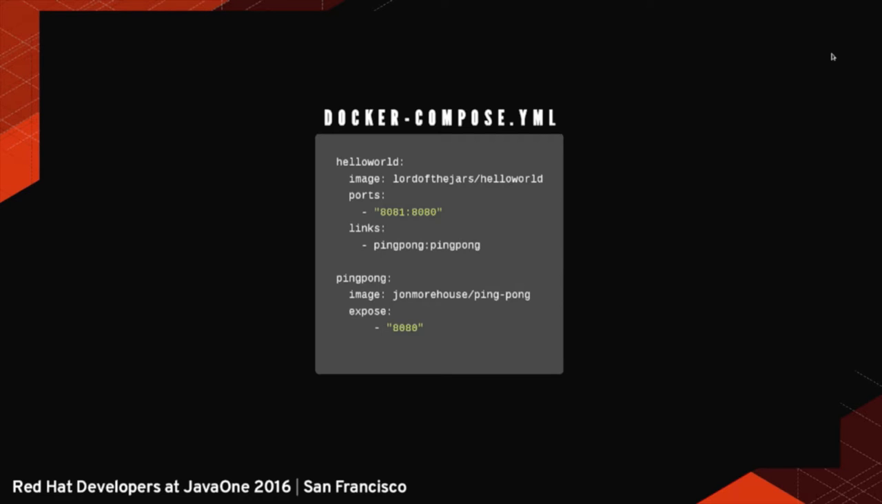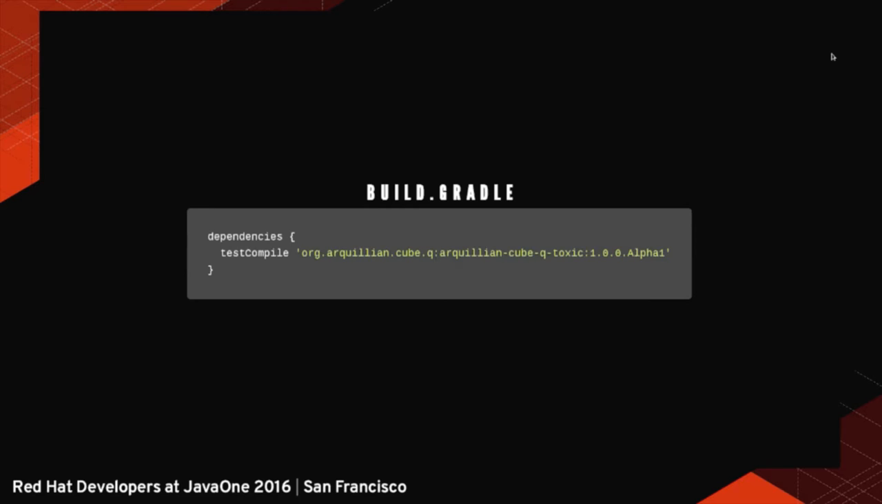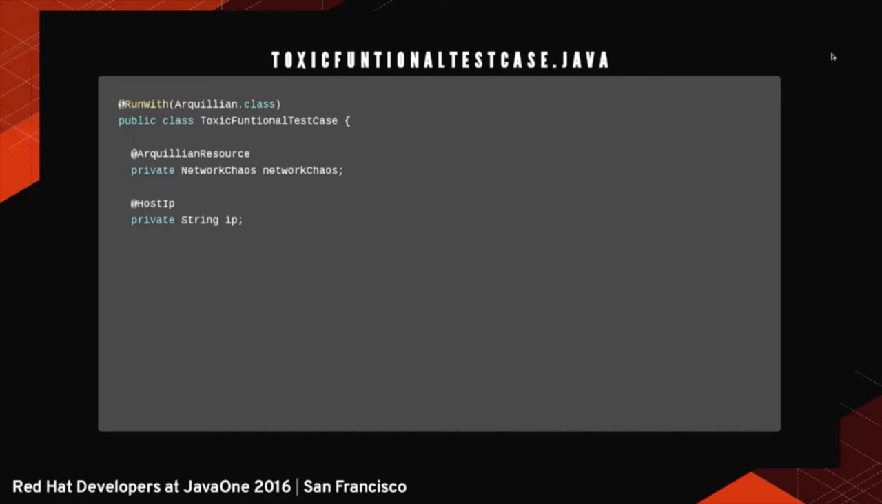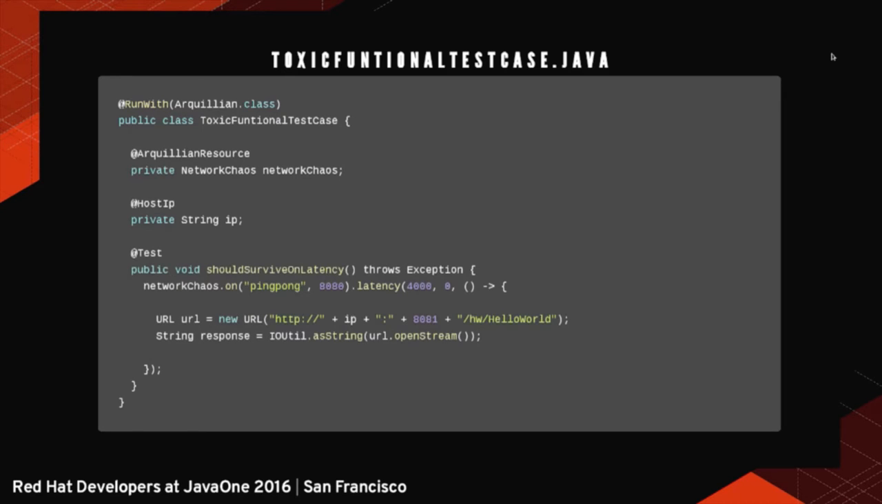There are just two different images: one Java application and one Python something, I believe. And when you're using Gradle, the only thing you need as part of the test compile scope is the Cube Toxic extension, and then everything else gets pulled in from there. As far as the test case, you're injecting the network chaos Arquillian resource. You have the option to inject the host IP of the Docker host or the OpenShift host, and then you can use a closure-like callback syntax. You can say that when someone is calling ping pong on port 8080, then change the latency of that network connection. So during this internal call, that network will be tweaked in some way.